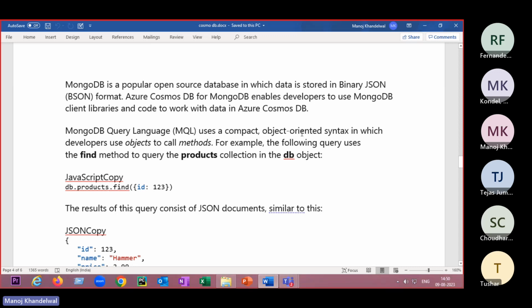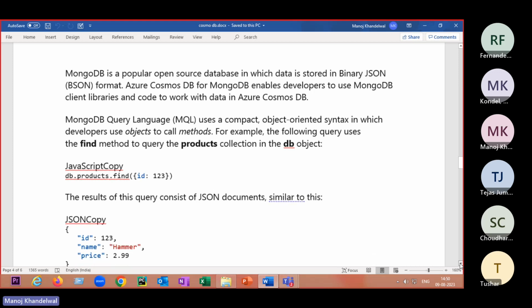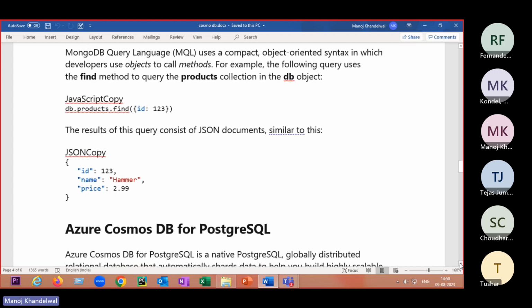It uses a compact object-oriented syntax in which developers use objects to call methods. The find method finds in the products collection in the DB object. So the syntax is a little different: db.products.find, ID equal to ID 123. The result is going to come like this. Of course you are not familiar with MongoDB, but remember that MongoDB is a very popular database engine for NoSQL.